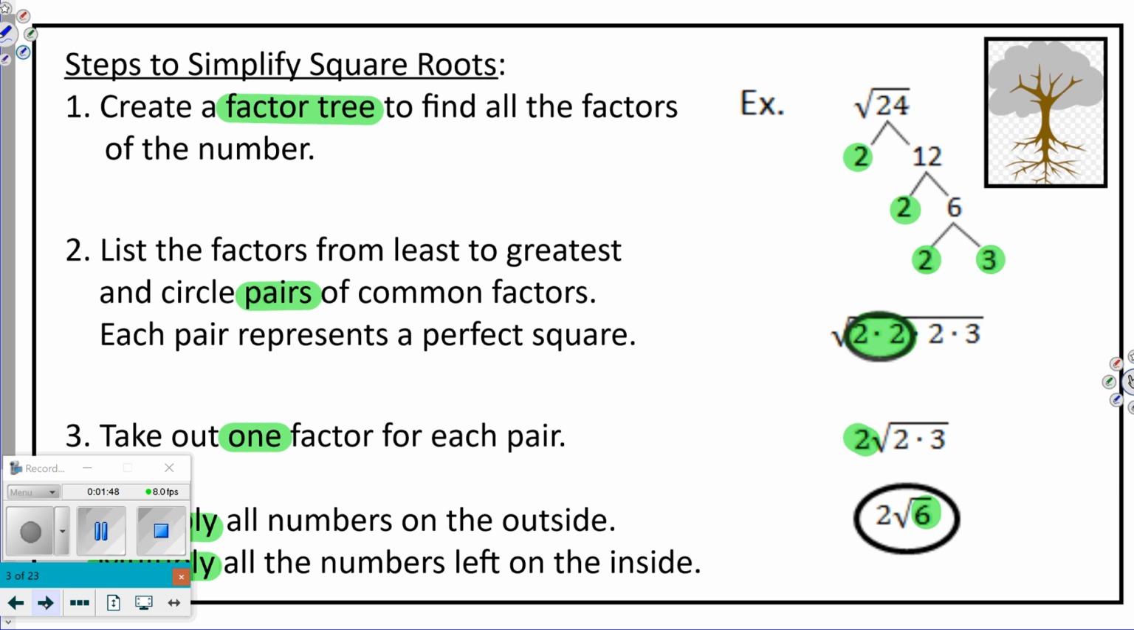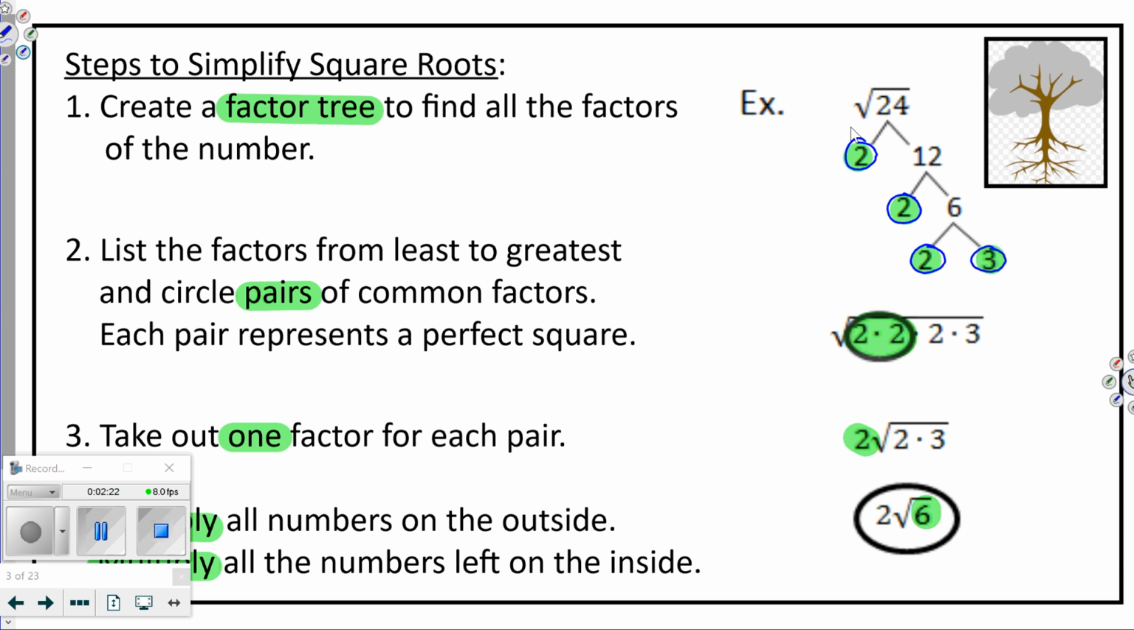So we are going to create a factor tree to find all the factors of the number. So in this example, they had 24. The square root of 24 is not perfect. So if you do your factor tree, this one went 2 and 12. 12 is 2 times 6. 6 is 2 times 3. The highlighted parts, or the parts that I circled, are prime numbers. Those are the numbers that do not break down any further. You want to take it all the way down to primes, and then we are going to look for pairs.